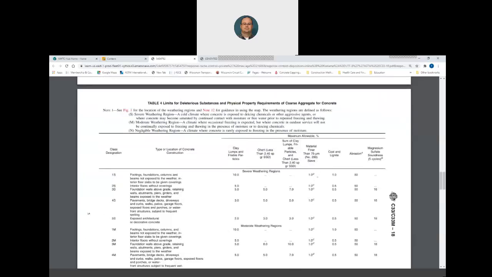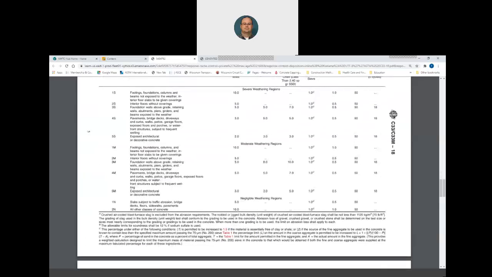However, you see this side note C. This percentage under either of the following conditions: one, it is permitted to be increased to 1.5% if the material is essentially free of clay or shale. That is not true for us in our region because there is that bedrock shale layer, as you look at the Wisconsin bedrock map. So we don't want to do that.